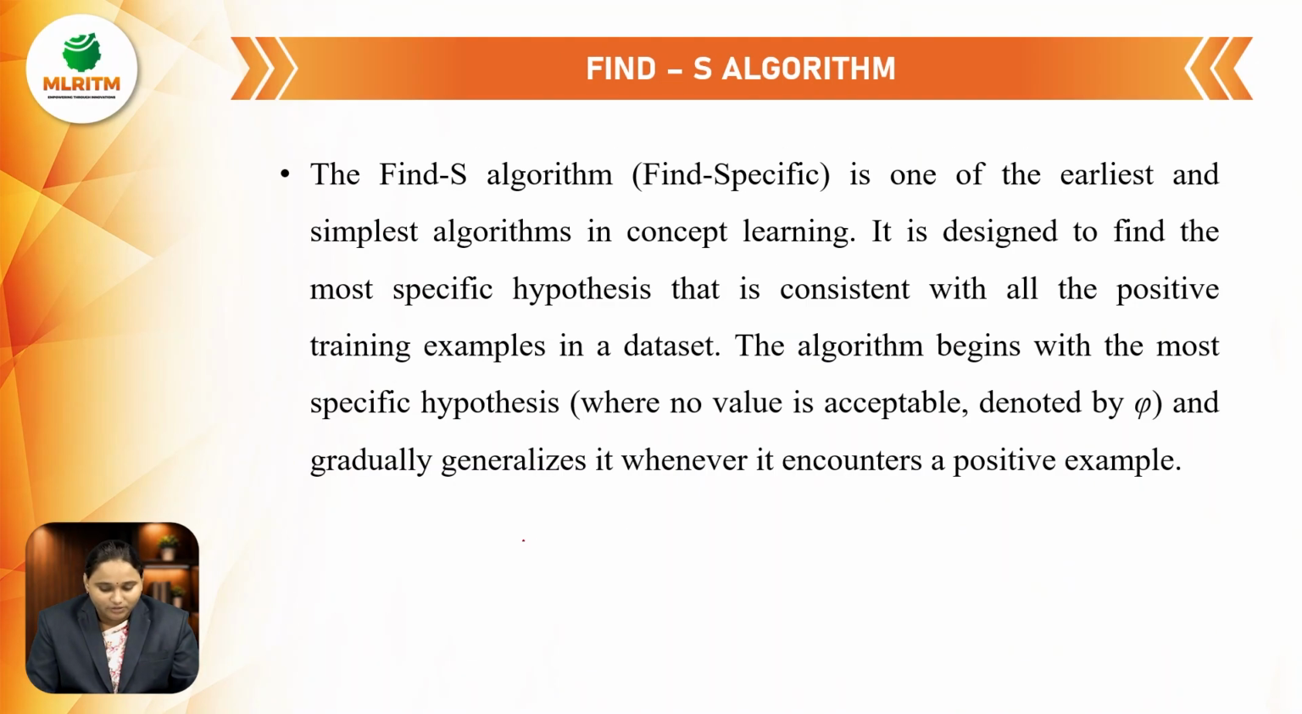The first algorithm is Find-S, that is nothing but Find-Specific, one of the earliest simple algorithms in concept learning. It is designed to find the most specific hypothesis that is consistent with all positive training examples in a data set. The algorithm begins with the most specific hypothesis, where no value is acceptable, denoted by phi, and gradually generalizes it whenever it encounters a positive example. So in Find-S, we consider only positive examples.